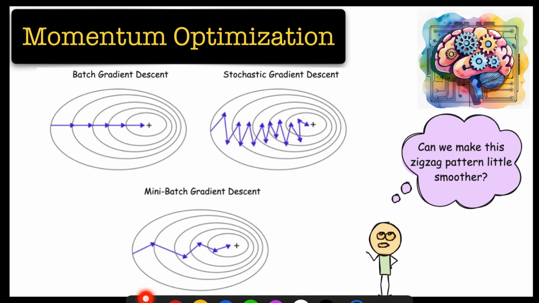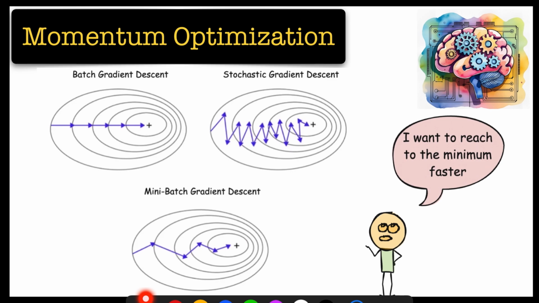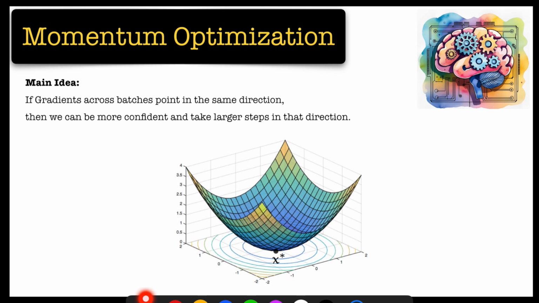Mini batch gradient descent is a compromise between batch gradient descent and stochastic gradient descent. We get it much smoother than stochastic gradient descent. Now our target is, can we make this zigzag pattern a little smoother so that we reach our minimum faster? That is the target of these optimization algorithms, all these optimizers basically. I want to reach the minimum faster. That is our target. So let's see how we'll do that.